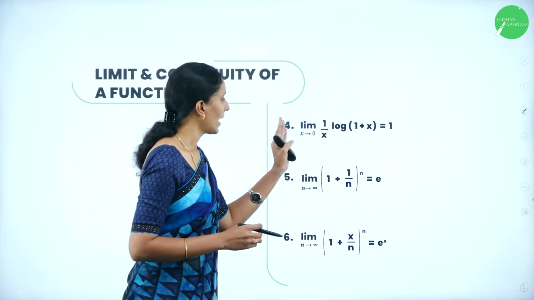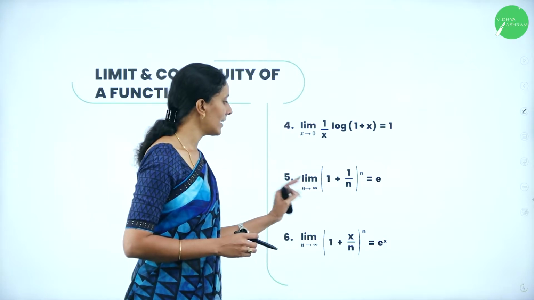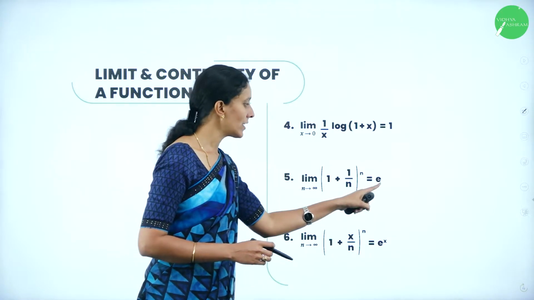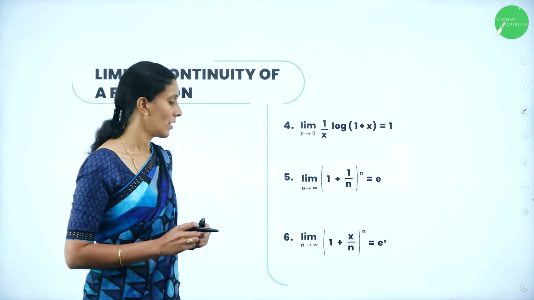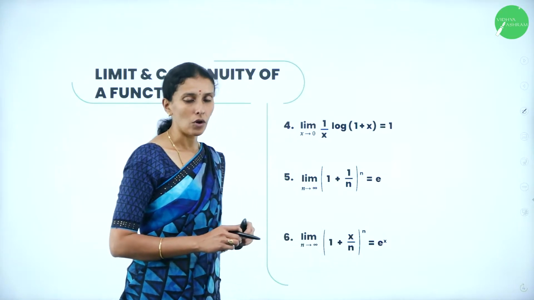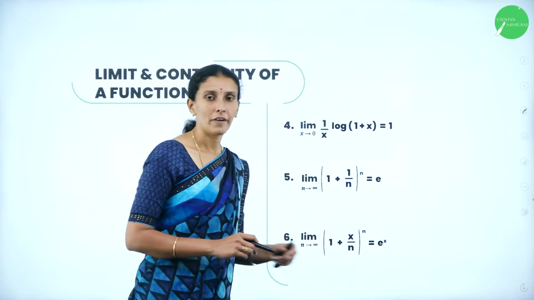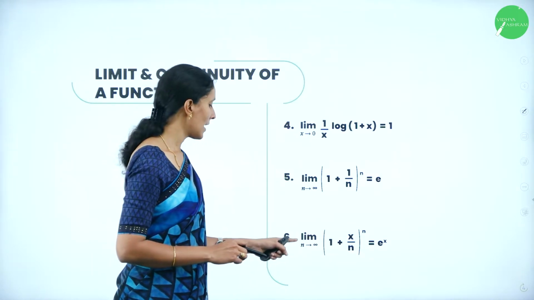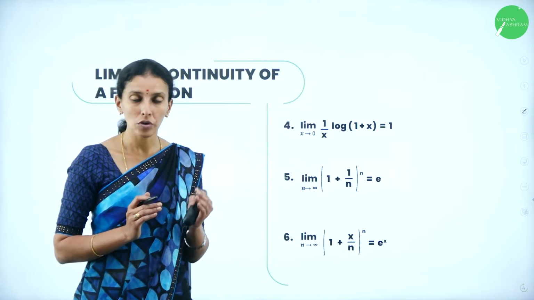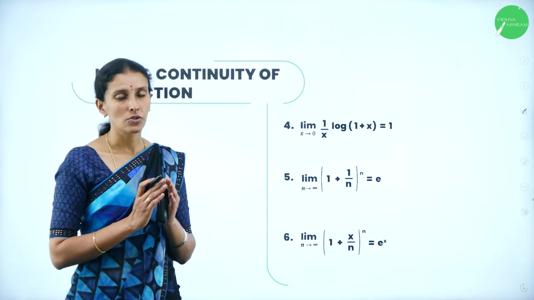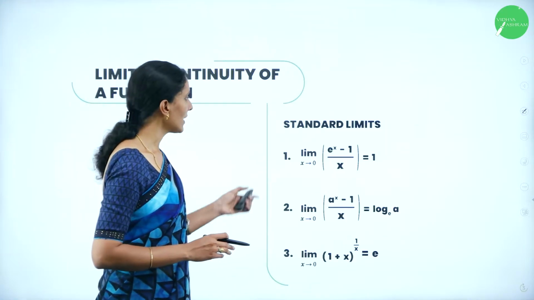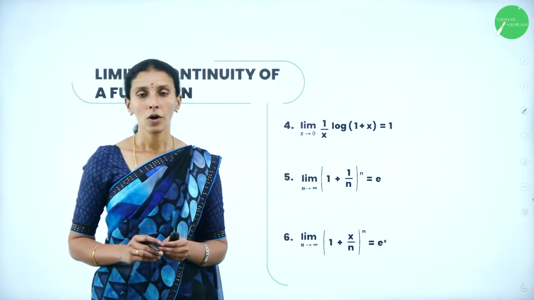Next, we have n as a variable. As n tends to infinity, 1 plus 1 by n to the power n is always equal to the value e. Next, 1 plus x by n whole to the power n is always equal to the exponential function with the power x as n tends to infinity. So these are the standard limits which you should learn for the purpose of solving problems. Now we will see the application of all these standard limits in the problems.